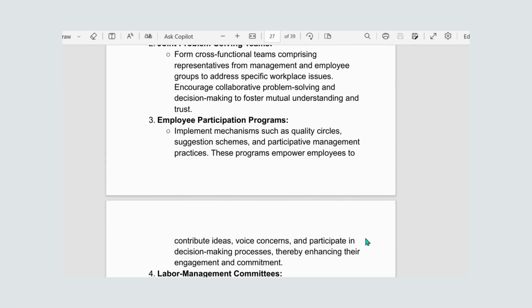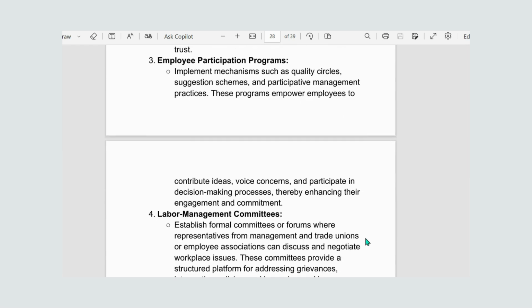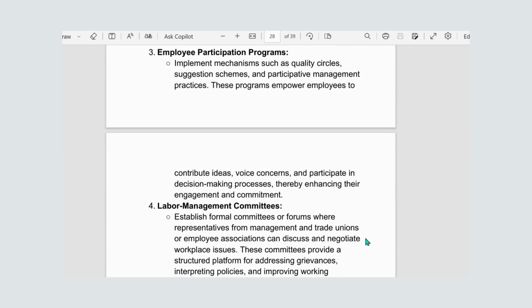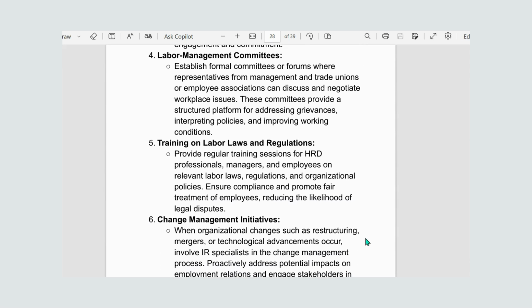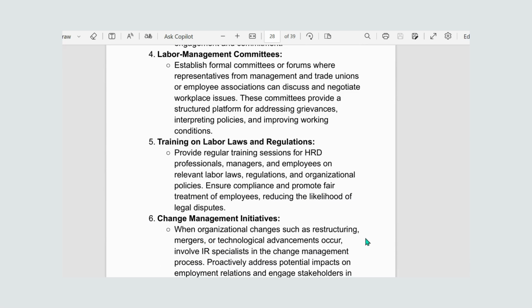It also helps employee participation programs, which empower employees to contribute ideas and participate in the decision making process. It helps in labor management committees by providing a structured platform for addressing grievances and improving working conditions. And then we can say about the training on labor laws and regulations. It ensures compliance and promotes fair treatment of employees, reducing the likelihood of legal problems or disputes.